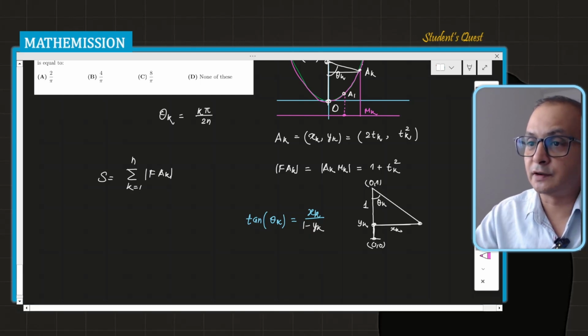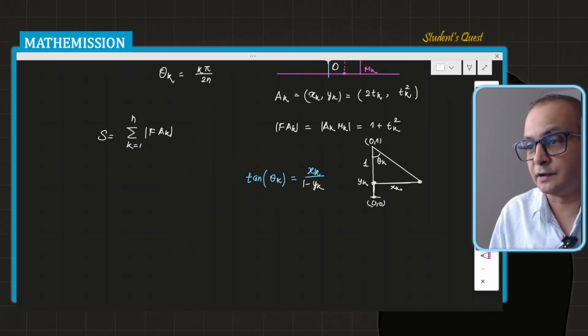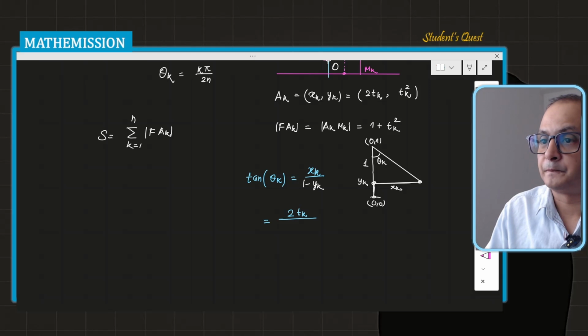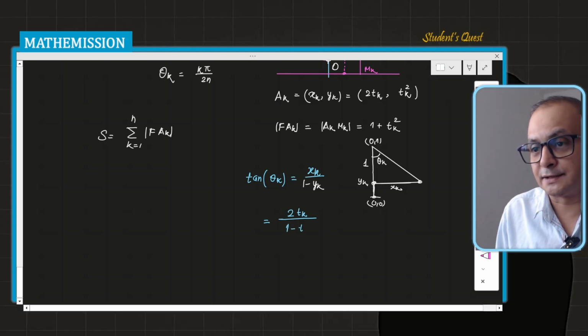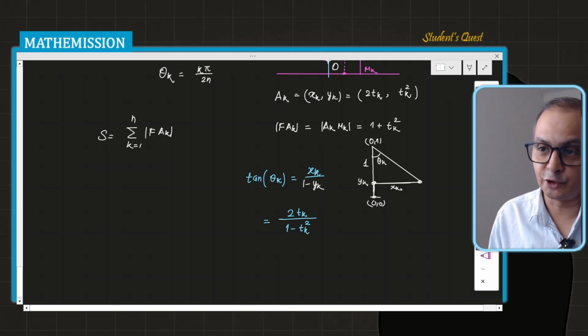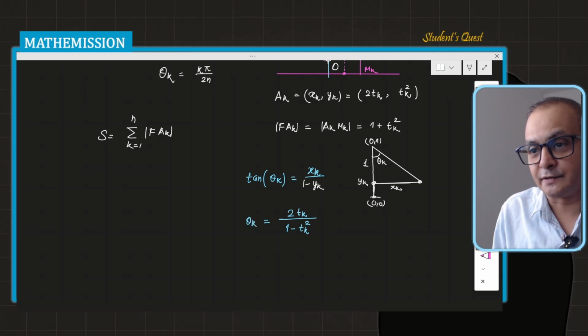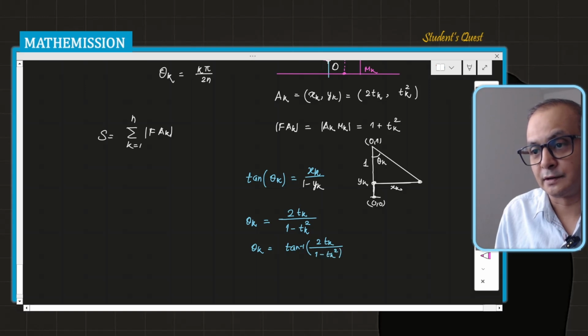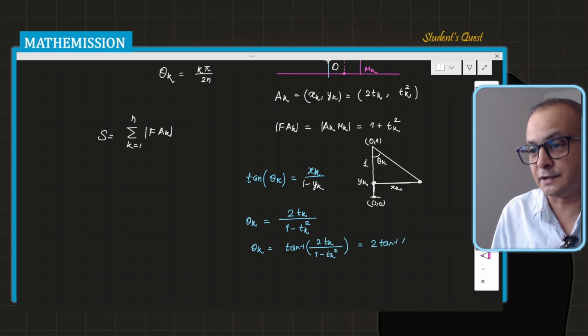Now let's substitute the values of xk and yk as the parameter. So we identify that 2xk is 2tk, and yk is tk squared, so 1 minus tk squared. Now as you see this, do you identify there is trigonometry going to happen? Yes. So this is theta k here, and I just bring this tan to this side, so we get theta k is equal to tan inverse of 2tk divided by 1 minus tk squared, which is nothing but 2 tan inverse tk.